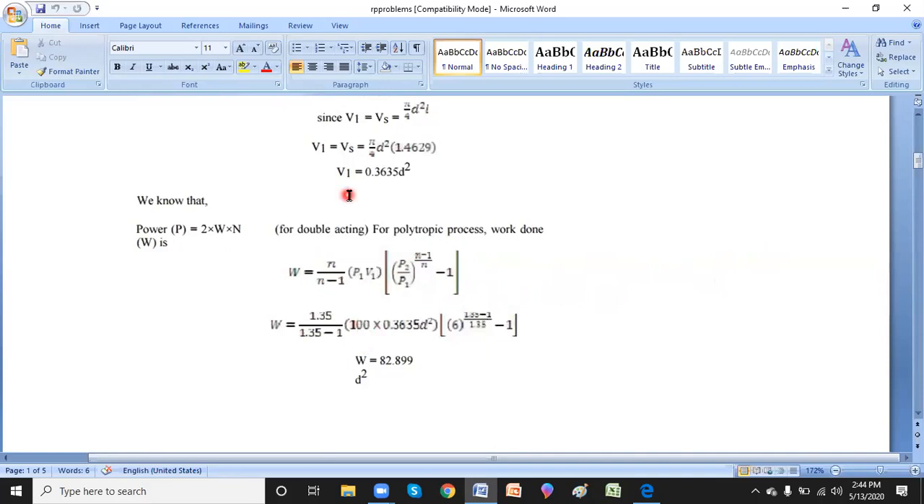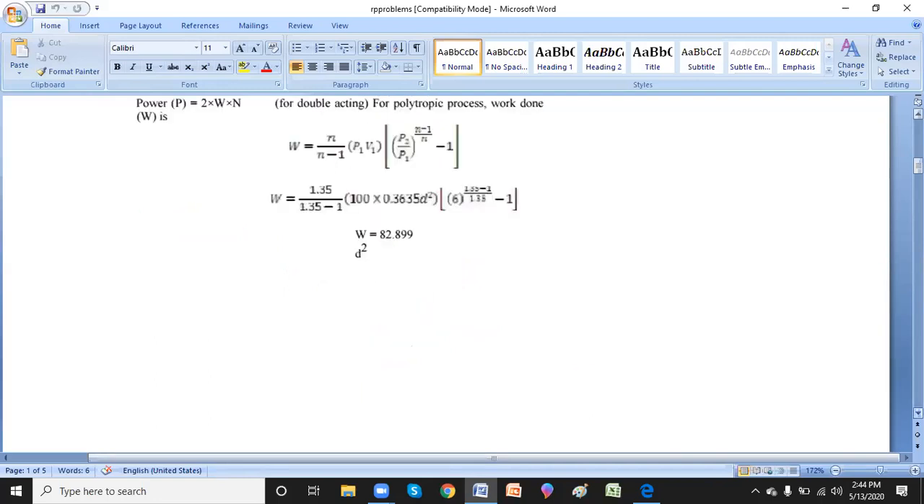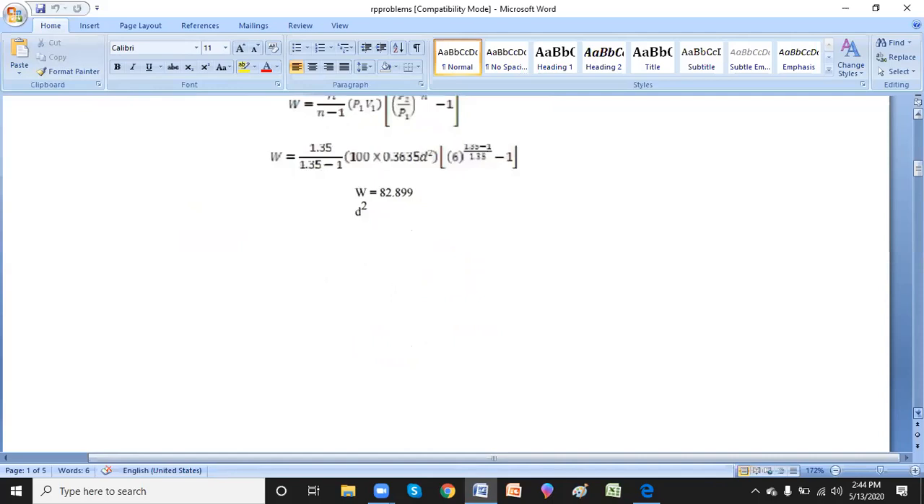V1 is nothing but, in terms of d square, 0.3635 d square, into P2 by P1, where P2 is the pressure 6 and P1 is 1. So 6 by 1 is the pressure ratio. Just take this and you will get a term on the right hand side in terms of d square. Now what is W? It is called the work done.